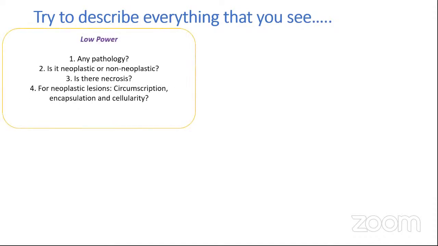So at low power, the first question that you should try to answer is, are you actually looking at any pathology? Living in a pathology world, we tend to forget sometimes that things can be normal too. And after that, you really need to answer, does it look neoplastic or non-neoplastic? And if it is neoplastic, you need to look for hints which would suggest whether it is benign or malignant, like necrosis, circumscription, encapsulation, and cellularity.